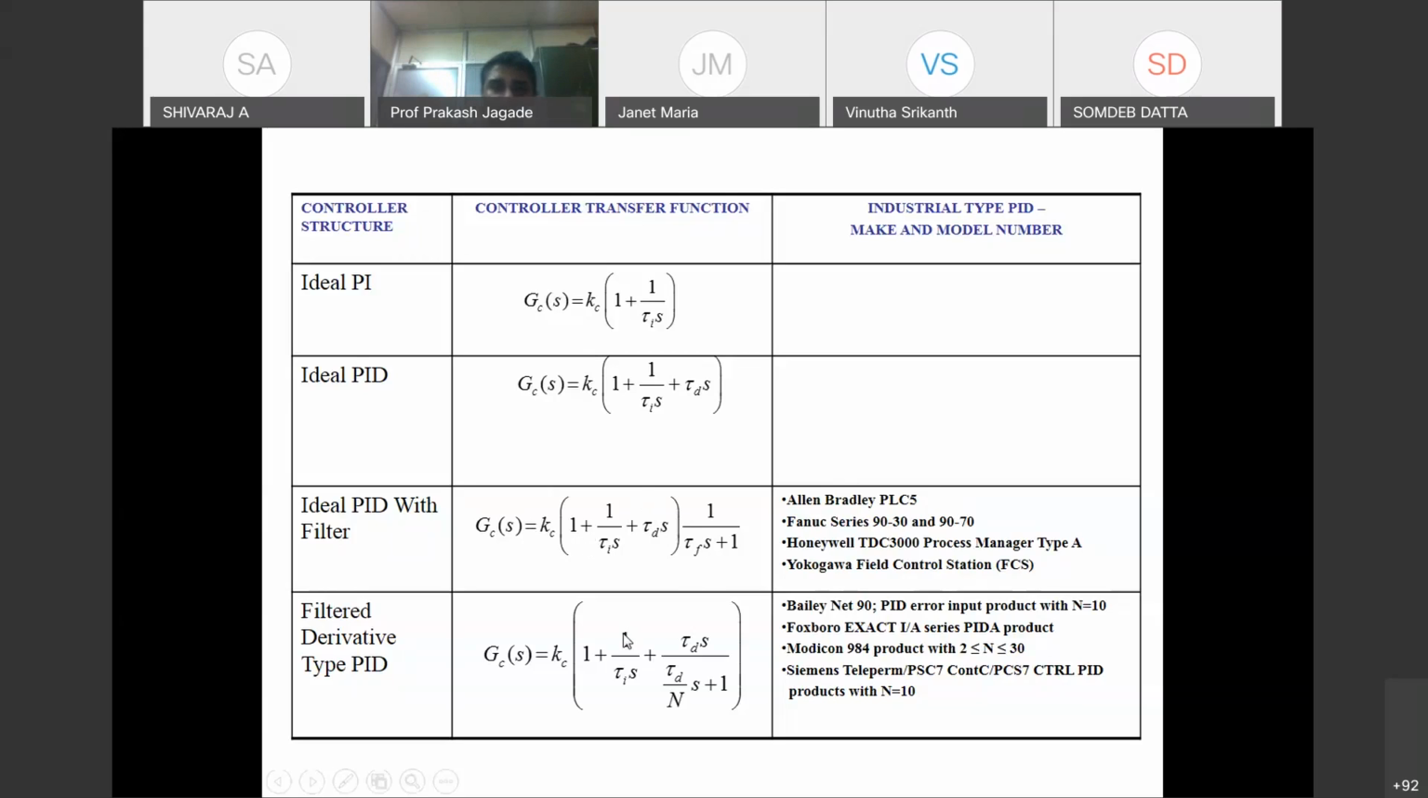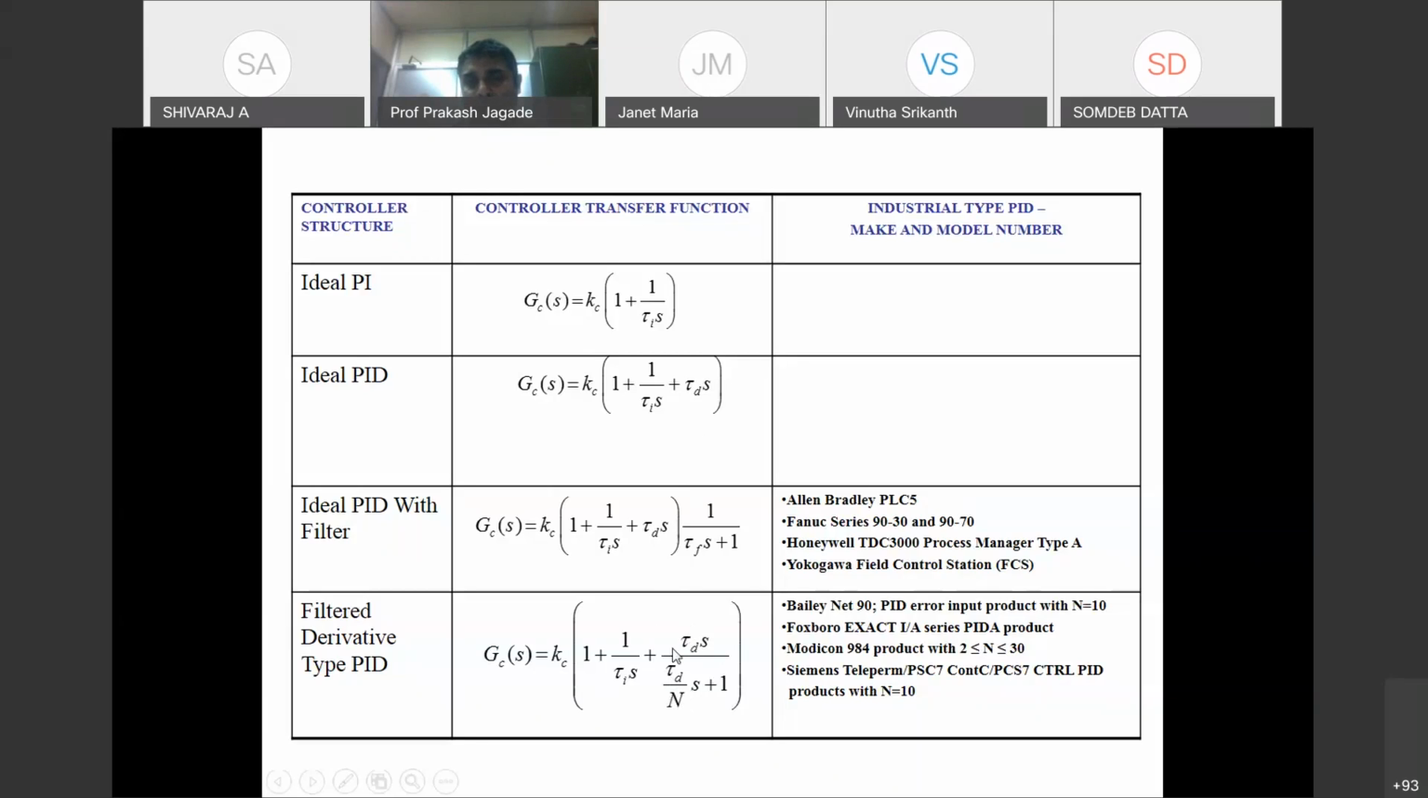And in the second case, the TD times S term, if you see here in the ideal PID, that is basically a pure derivative term. Pure derivative term is not physically realizable. So instead, this pure derivative term has been approximated. In the last row, TD times S is replaced by TD S by (TD by N) S plus 1. So we have added again a lag filter to the TD S, that is a pure derivative term.